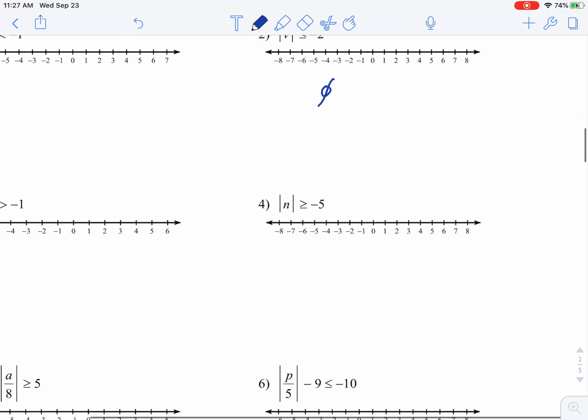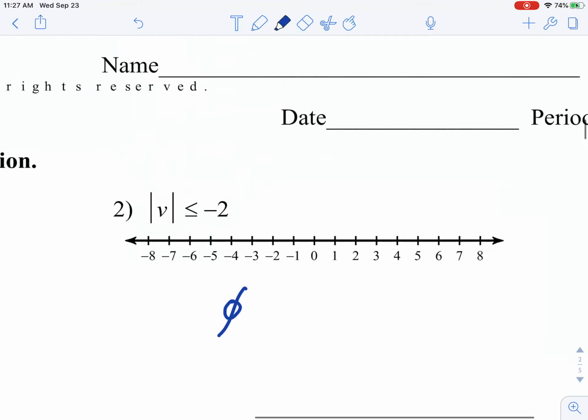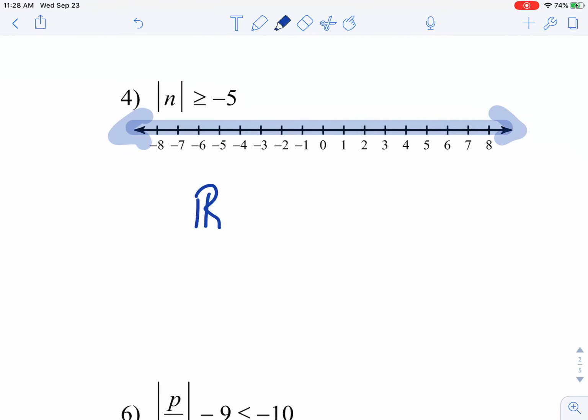Number 4, absolute value of n is greater than or equal to -5. Absolute values are positive numbers. All positive numbers are always going to be greater than -5. Therefore, this is all real numbers. What does a graph of all real numbers look like? You shade the whole graph. It's that simple. If you're less than a negative, it's no solution. If you're greater than a negative, it's all real numbers. The or equal to is irrelevant. You don't even have to think about that.